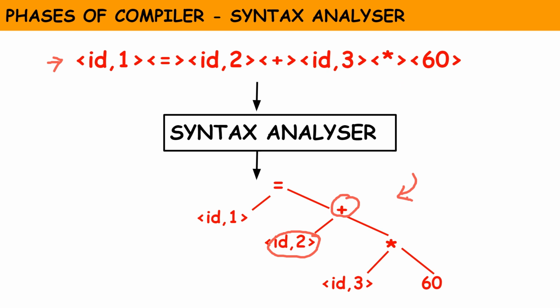This syntax tree depicts the grammatical structure of the token stream. As we have seen already, the interior node represents the operation. Say for this particular token stream, multiplication is an operation, id comma 360 is the argument. So that is given as a leaf node, and multiplication is given in the interior node. So on, it constructs the syntax tree. This syntax tree will be given as input to the next phase of the compiler, which is the semantic analyzer.